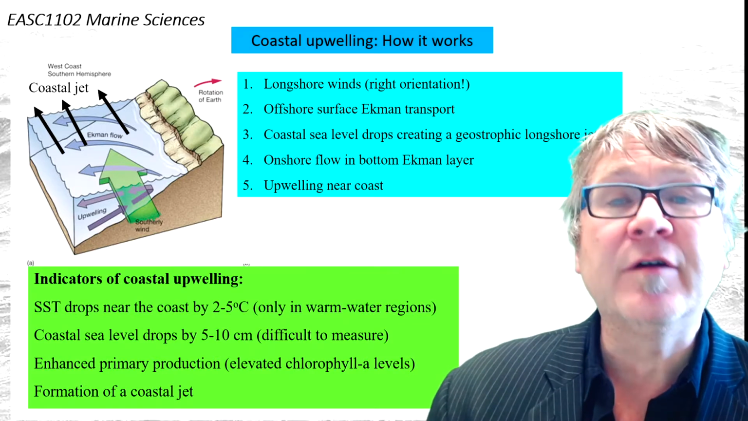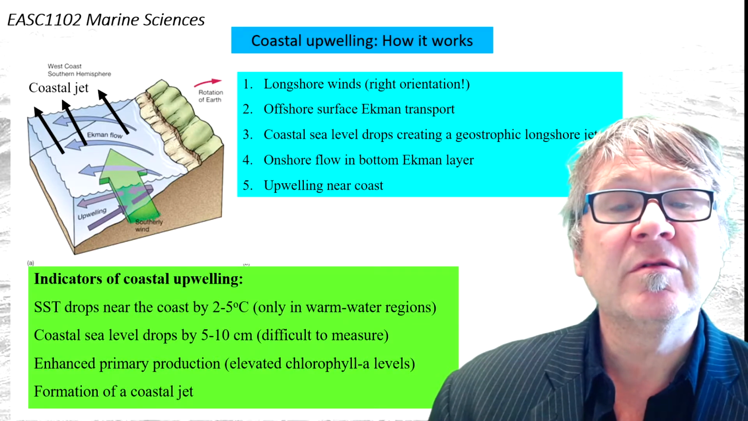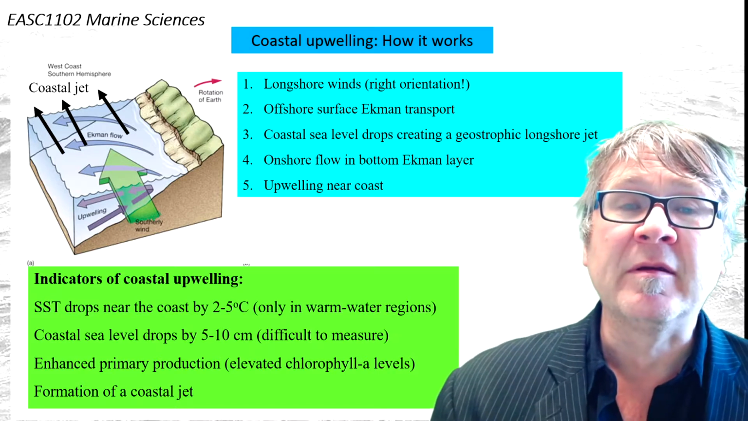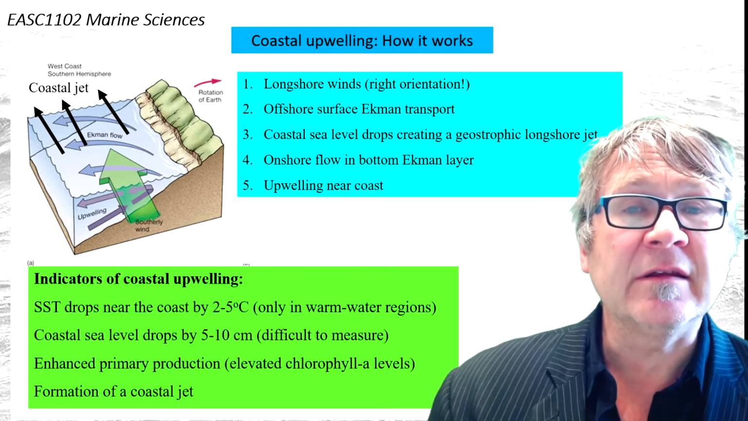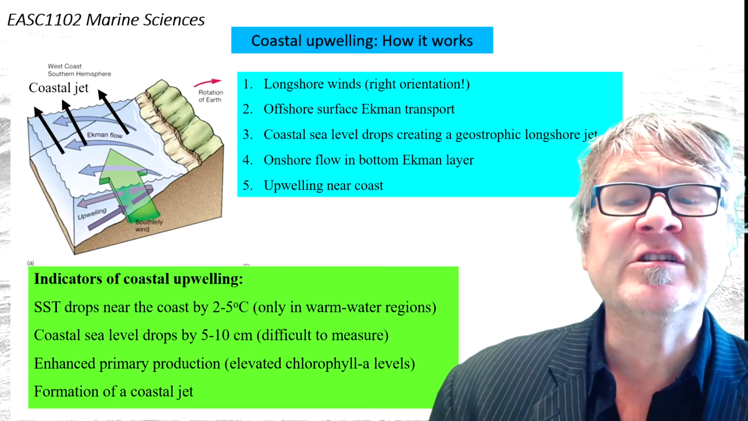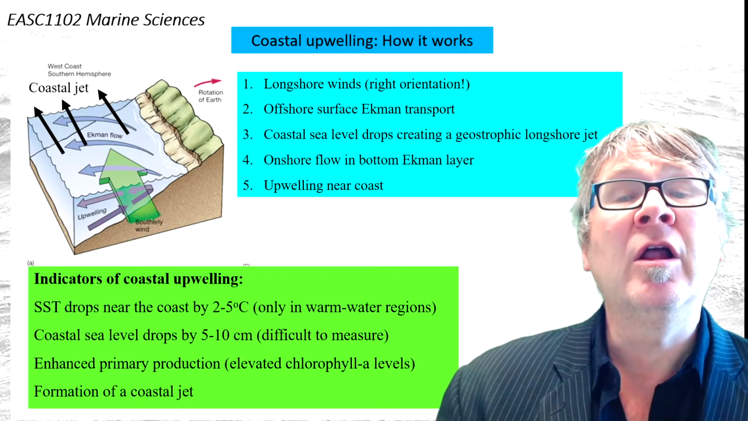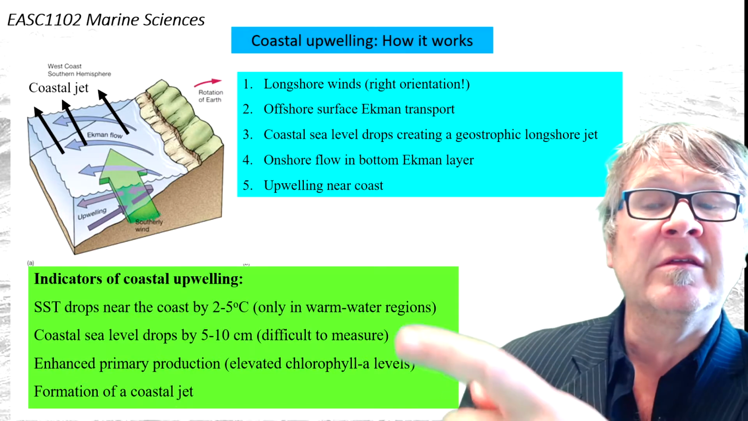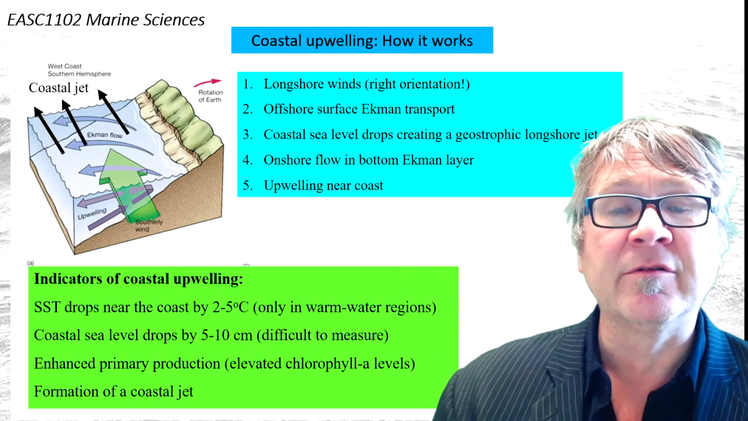The sea level decreases towards the coast, and instead of the water being just moved back under the influence of the Coriolis force, it creates a geostrophic flow which runs along the coast. This is shown here in this graph by these black arrows.